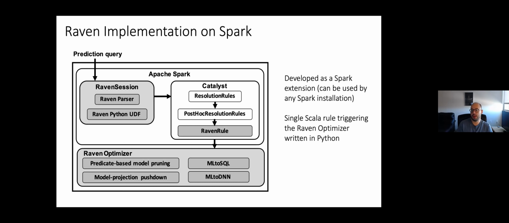The other key design point here is that because we want to do our optimization in Python, because all the tools and manipulation of the trees and the models are in Python, we have a single Scala rule, which we call the Raven rule, in the Catalyst optimizer, and this one in turn calls all our rules internally in Python.